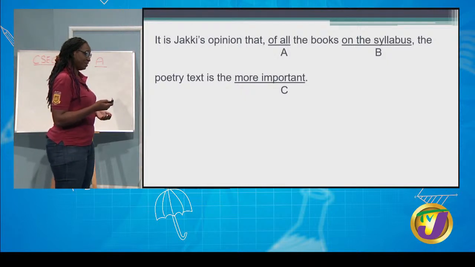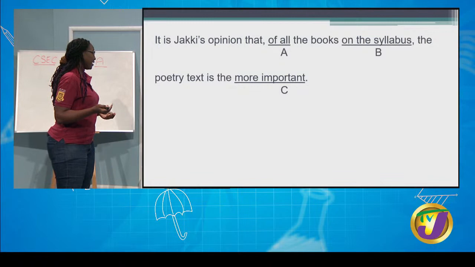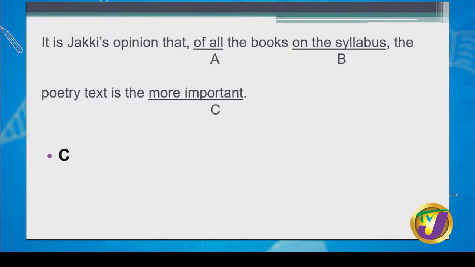All right, let's see if you are correct. And the problem lies with C. So you cannot say more important in this sentence. Why can't you say more important? Well, if you look, of all the books. So if you're looking at all, you're not just comparing two things, you're comparing several things.